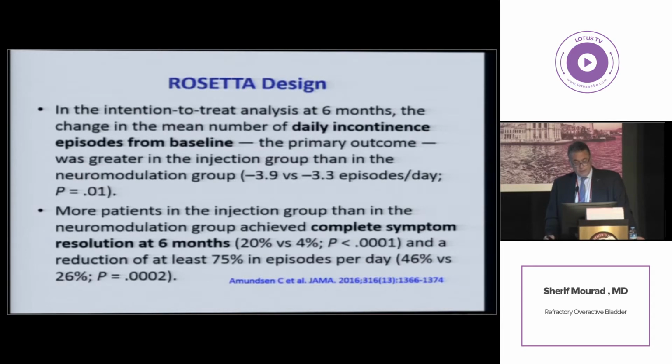In the intention-to-treat analysis at 6 months, the change in the mean number of daily incontinence episodes from baseline was greater in the injection group than in the neuromodulation group. So more patients in the injection group with Botox than in the neuromodulation group achieved complete symptom resolution at 6 months and a reduction of at least 70% in the episodes per day. So it was 46% versus 26% for neuromodulation.